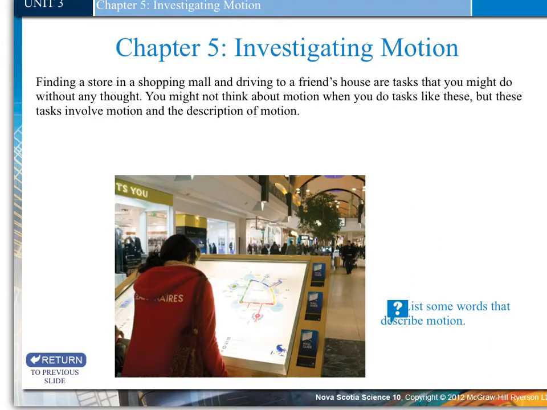Chapter 5: Investigating Motion. Finding a store in a shopping mall and driving a friend to a friend's house are tasks that you might do without any thought. You might not think about motion when you do tasks like these, but these tasks involve motion and describe motion. List some words that describe motion. Think about it.